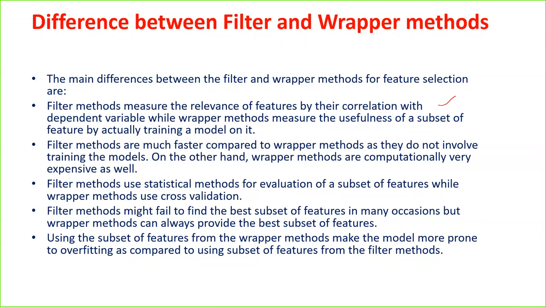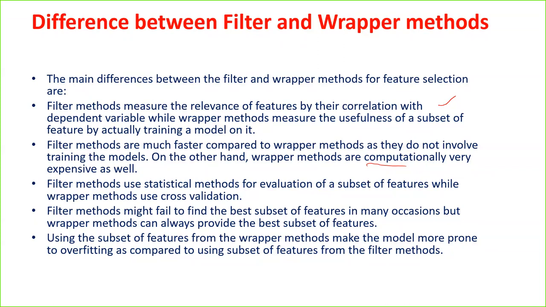Therefore, filter approaches are much faster as compared to wrapper approaches, right? On the other hand, wrapper approaches are computationally very expensive because we have to train the model every time. Filter approaches use statistical methods for evaluating the subset of features, while wrapper approaches use cross validation, in the sense that every time it builds the model and then evaluates the performance with respect to the validation data set. The filter approaches might fail to find the best subset of features on many occasions, but wrapper approaches can provide the best subset of features in many cases, right?